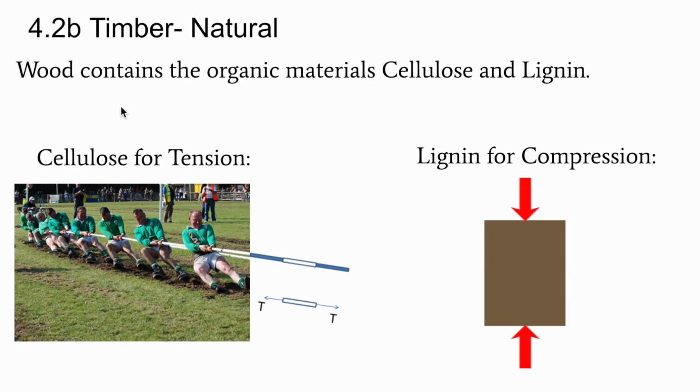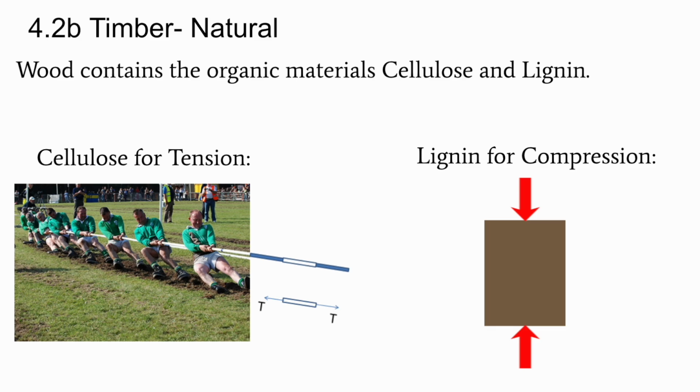Wood contains some organic materials. One of them is called cellulose, and the other one is called lignin. And you have to understand that trees need to have something so that they can deal with both tension and compression. So you can imagine that, in the wind, a tree is going to want to fall over, and you need something to stop that tensional force from basically ripping the tree in half. And cellulose is what does that.